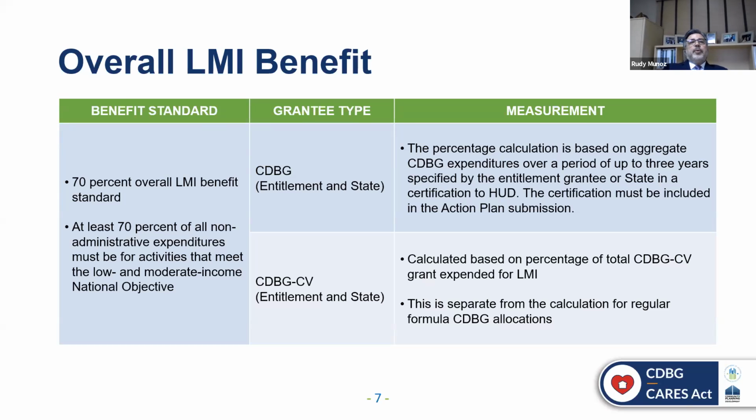The table that we've provided on this slide compares how the overall benefit will be measured for the CDBG-CV program, which is slightly different from how it is measured in the regular CDBG program. For the regular CDBG program, the percentage calculation is based on the aggregate expenditures over a 1, a 2, or a 3-year period, as specified in your action plan certifications. In contrast, for the CDBG-CV program, the 70% overall low and moderate income benefit requirement is not tied to the formula CDBG activities.